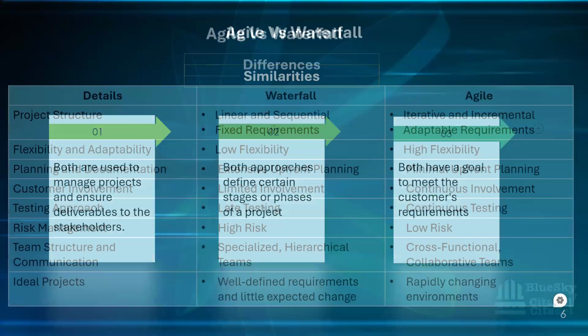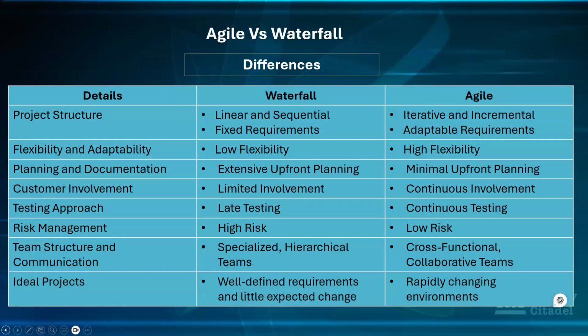So quickly, we just want to look at the differences between the two. When it comes to project structure, Waterfall is linear and sequential, like we said earlier on. The project progresses through a series of phases in a linear, step-by-step fashion. Each phase must be completed before you move into the next. And another thing about Waterfall when it comes to project structure is fixed requirements.